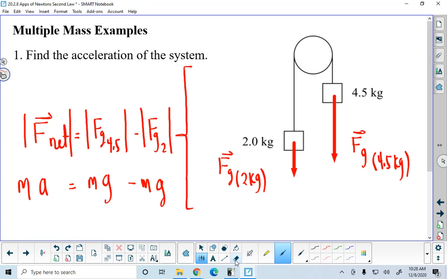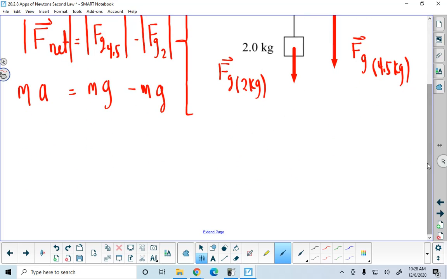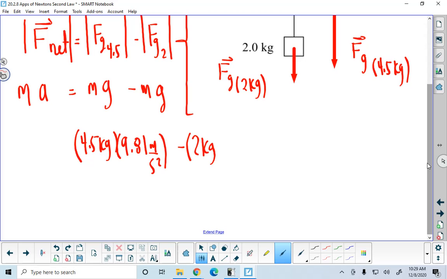I mean that literally. We have 3 m's in the equation. Each m is different. This m is 4.5 kilograms multiplied by 9.81. The second m is 2 kilograms, and we have to multiply that by 9.81. Now I want you to think about this next question very carefully. What is the mass on the left-hand side of the equation?